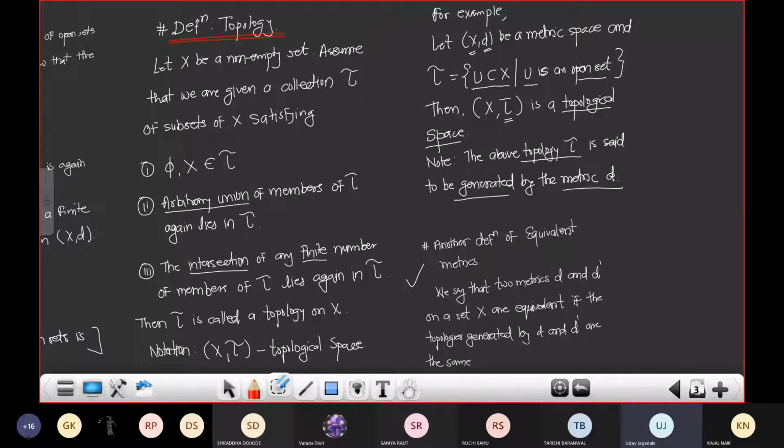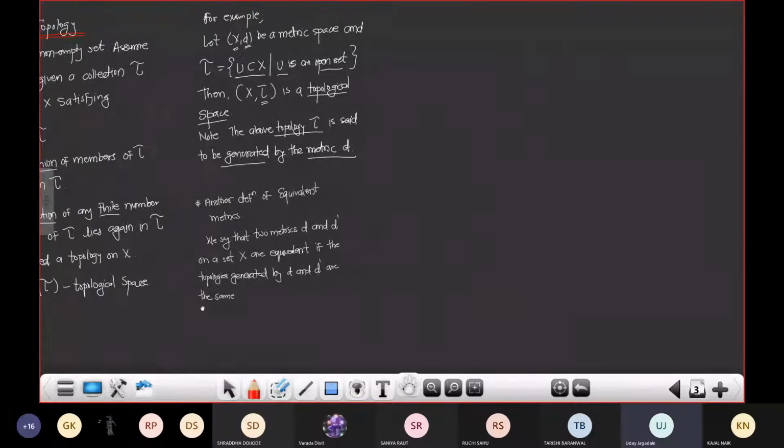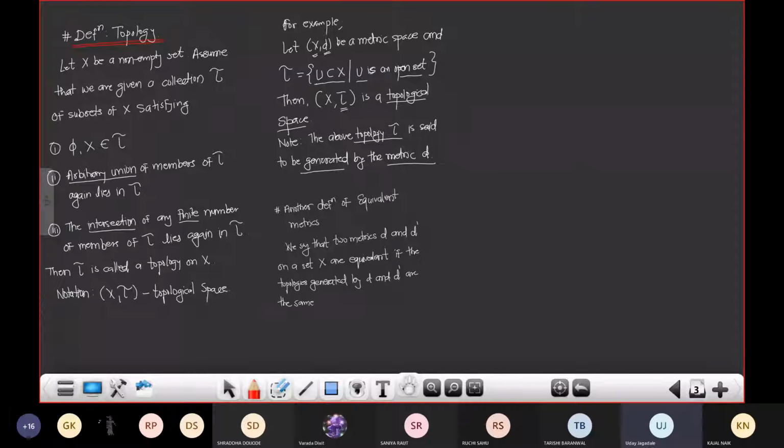So we have seen a lot of metrics, right? Now, can somebody give me that Venn diagram that we have mentioned a few times? A few students have provided examples also. For example, Prerna gave me an example of a metric which does not come from a norm. Yes sir, the discrete metric space.